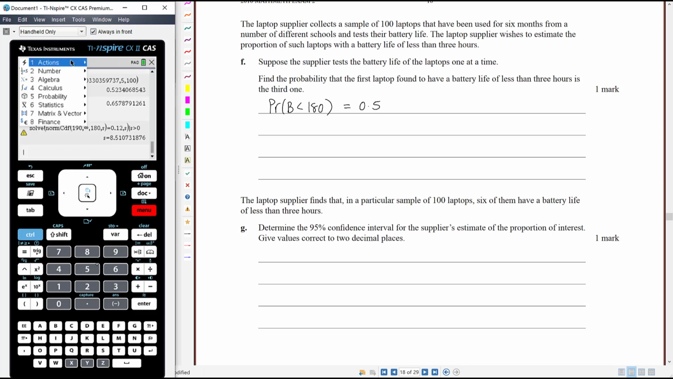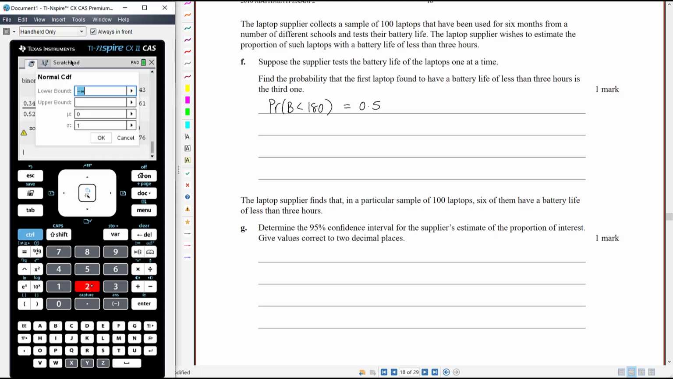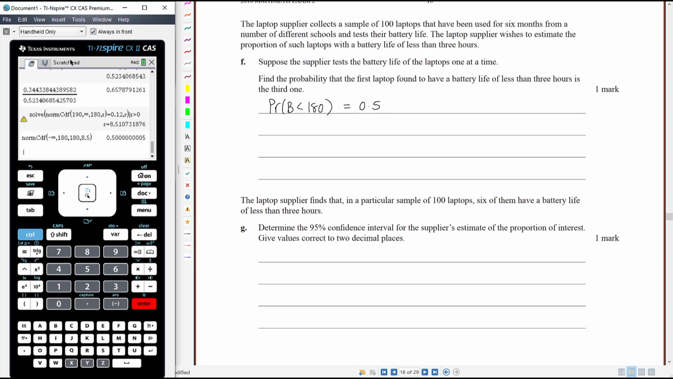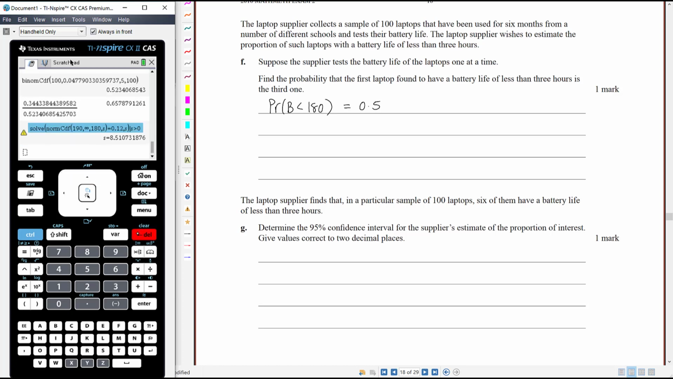I mean, you can confirm that with a normal CDF, but less than or equal to 180 when the mean is 180, it doesn't even matter what the standard deviation is. It was 8.5-ish or something. It's going to be 0.5. That's just a rounding issue with your CAS. Okay, so we don't need that at all. Being clear about the fact that this is the probability that B is less than the mean, and so therefore it is 0.5 or 1/2.